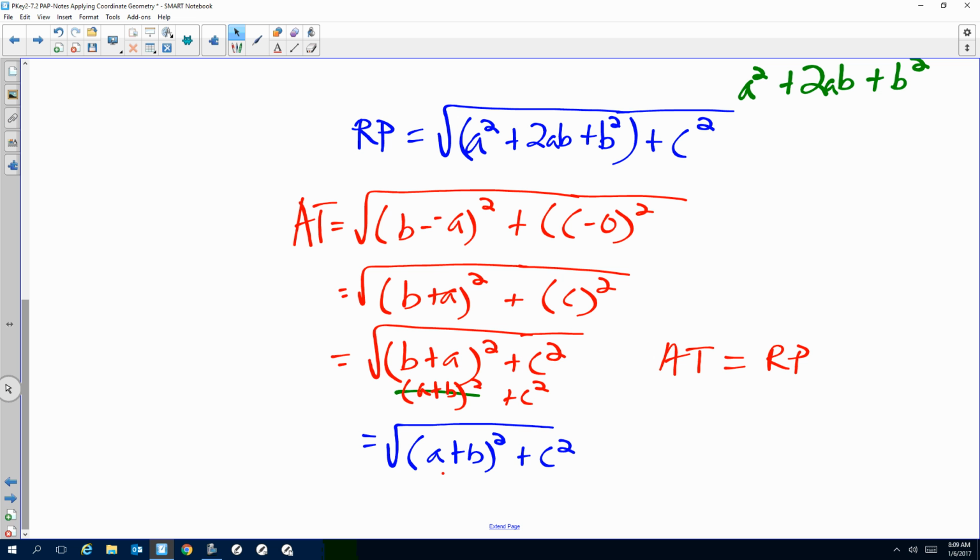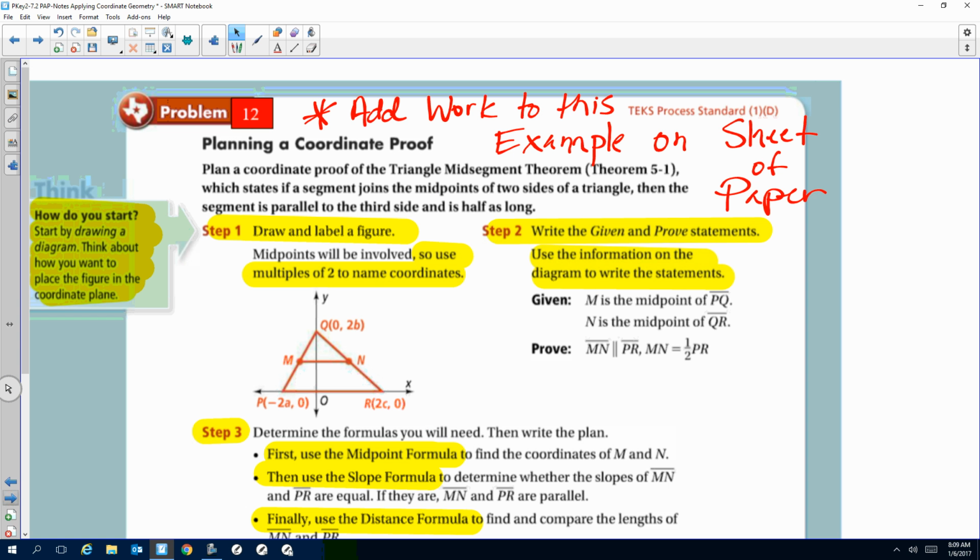All right, so you will definitely see something like that. We'll ask you to do that on your test this week coming up. So we need you to add the work. We're going to add the examples on a separate sheet of paper. Okay, I'm going to have you fast forward to the playlist so we can complete example or problem 12, and then problem 13 will be a separate video as well. Okay, thank you.